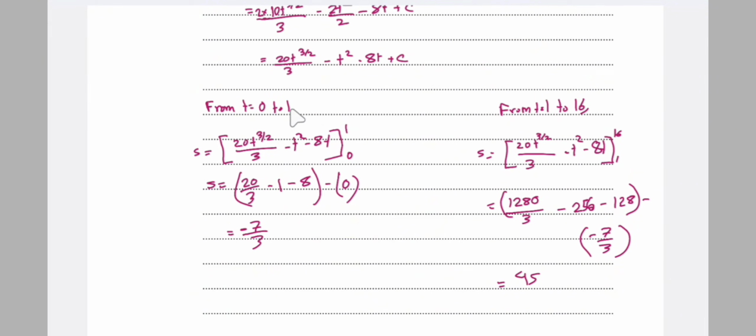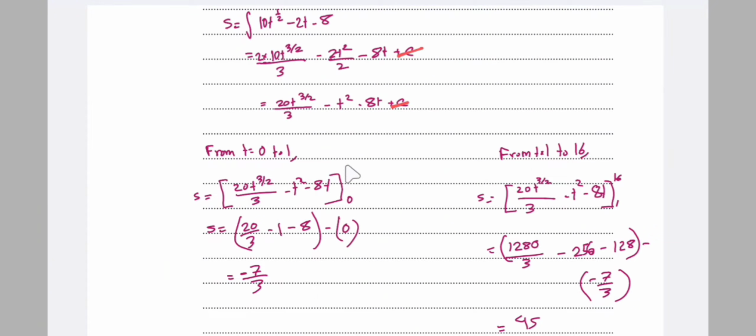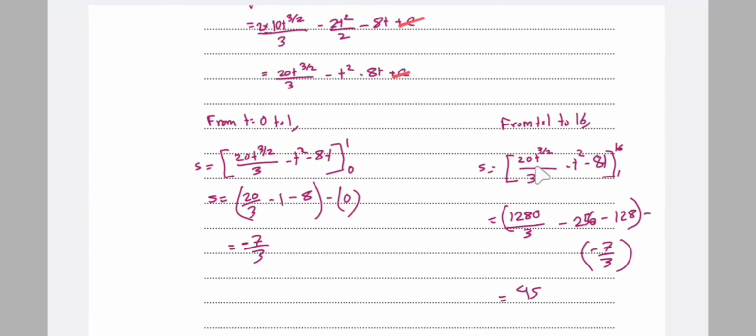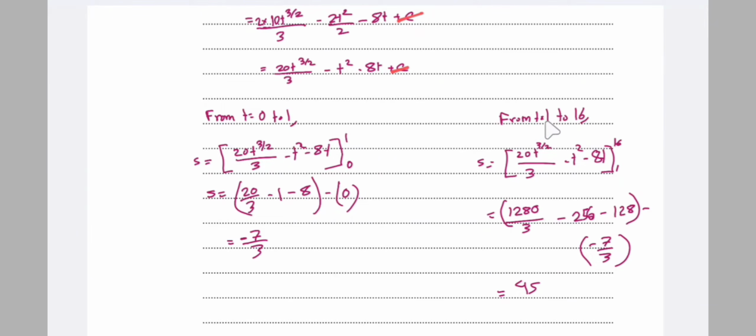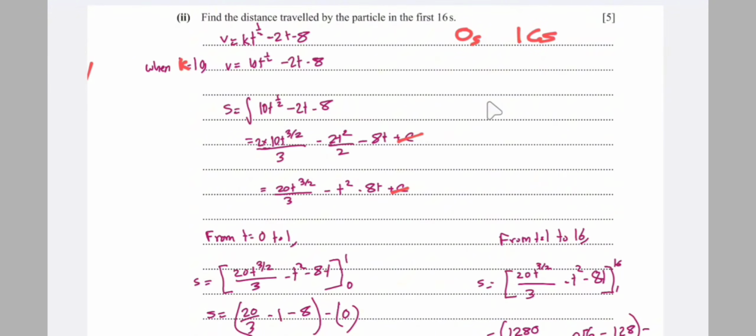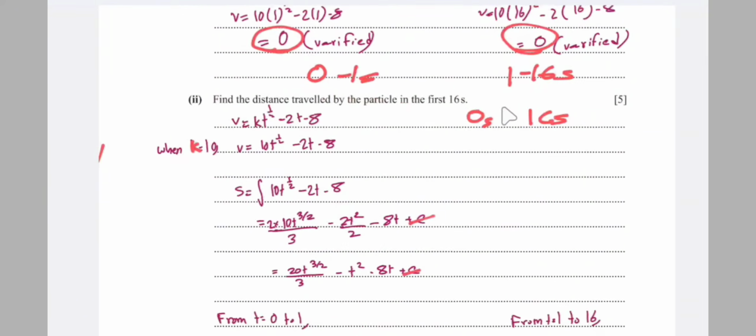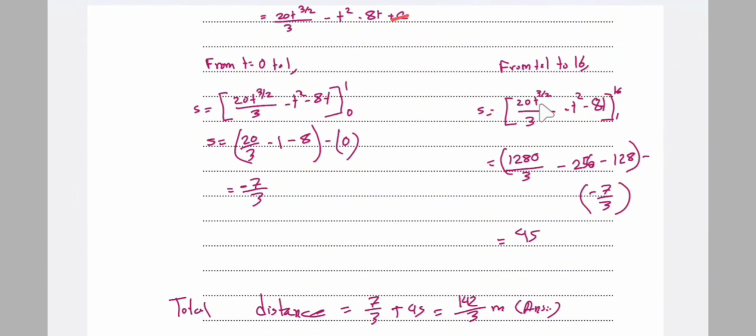So by using these times, we need to calculate the separate displacement values. From time t is equal to 0 to time t is equal to 1, we have to put the limit, and c automatically cancels. So after substituting the limits, that is 1 and 0, we get the displacement as negative 7 by 3. And for the second part, from 1 to 16 seconds, we substitute the value of time and calculate the displacement as 45 meters.